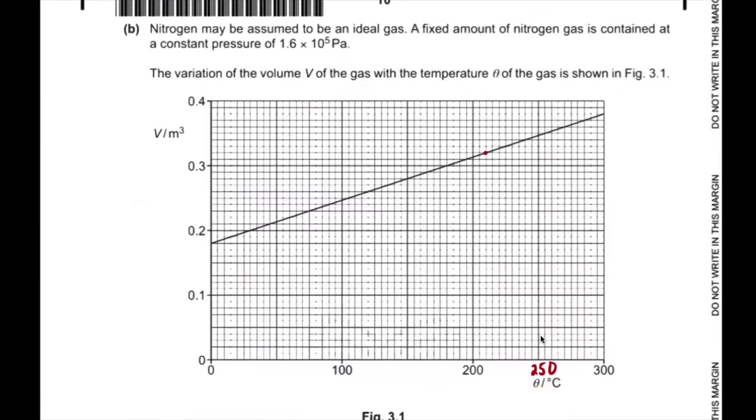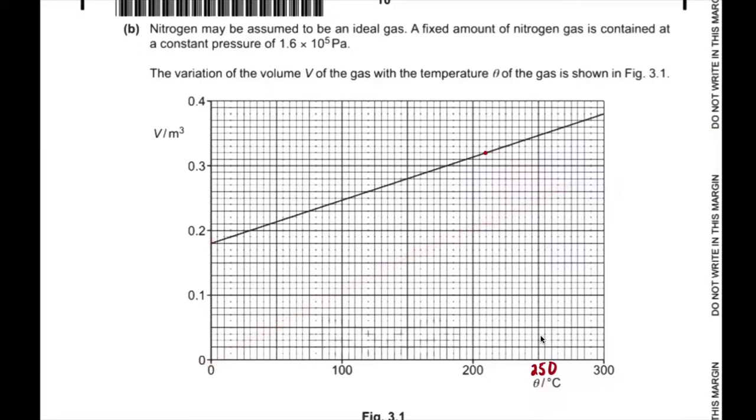So we know that for an ideal gas, V is proportional to T, but that T is thermodynamic temperature, which means it's in Kelvin, right? So if this was a graph of temperature in Kelvin, then this would be a straight line through the origin. But because this is in degrees Celsius, it is not passing through the origin.